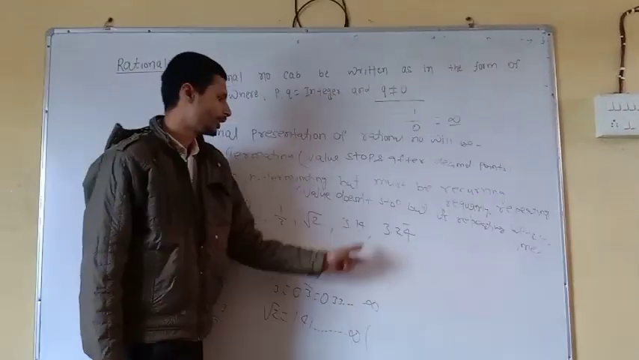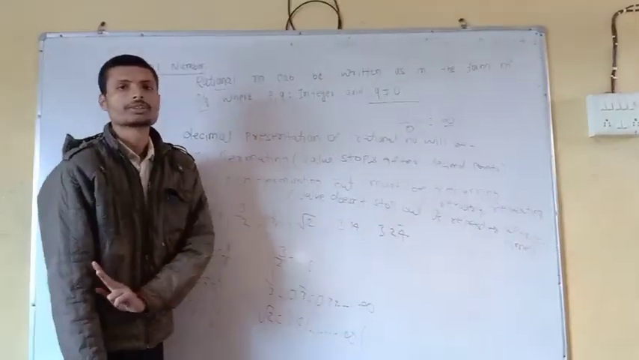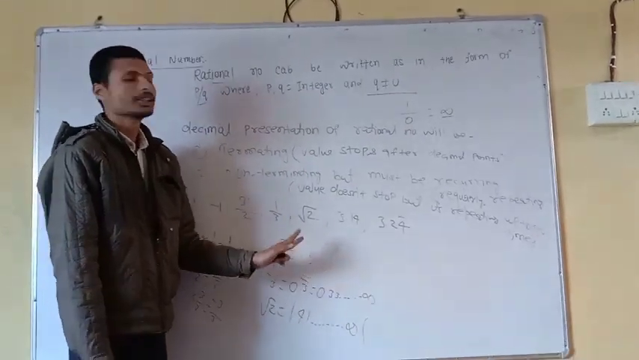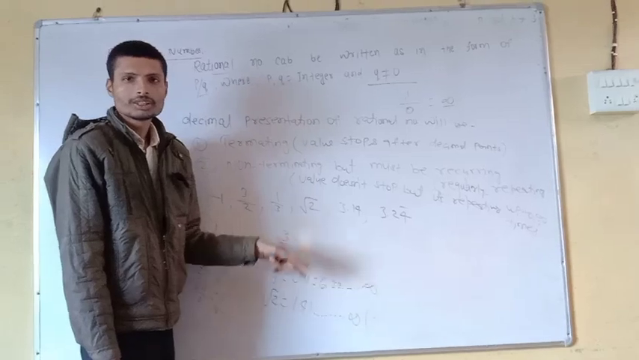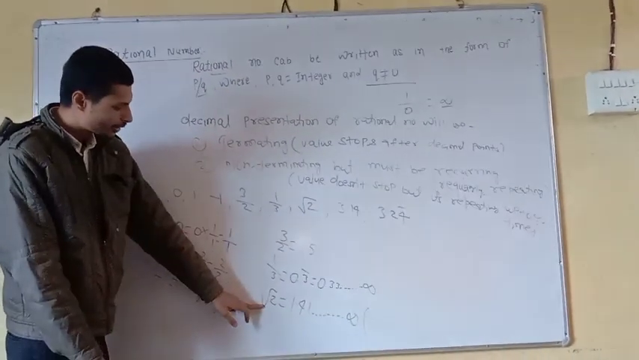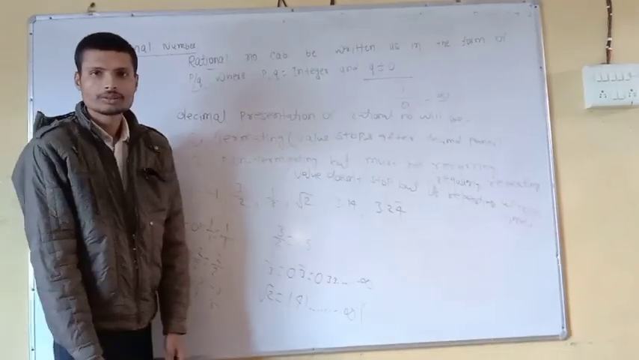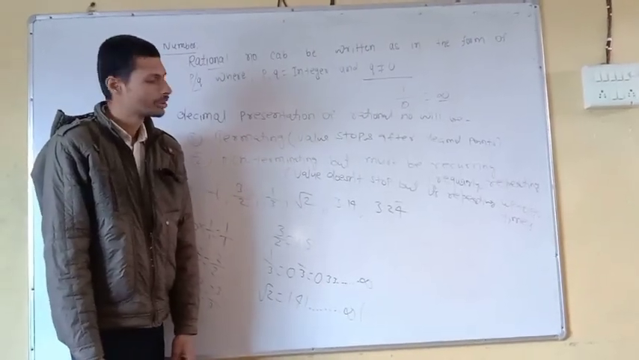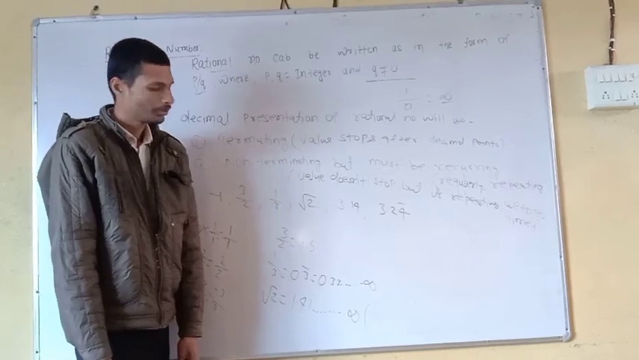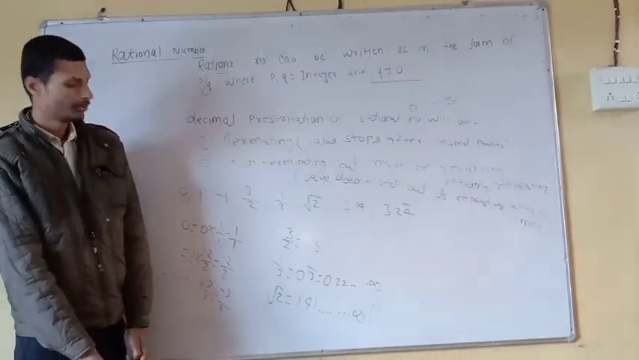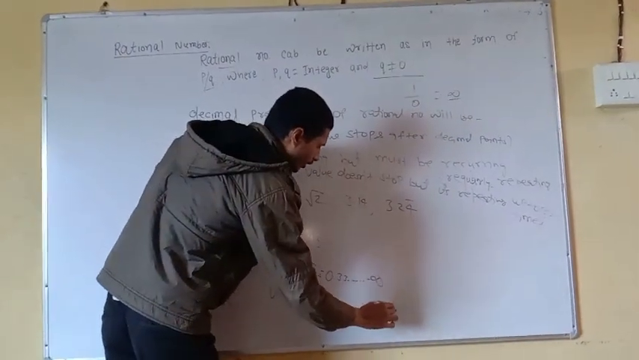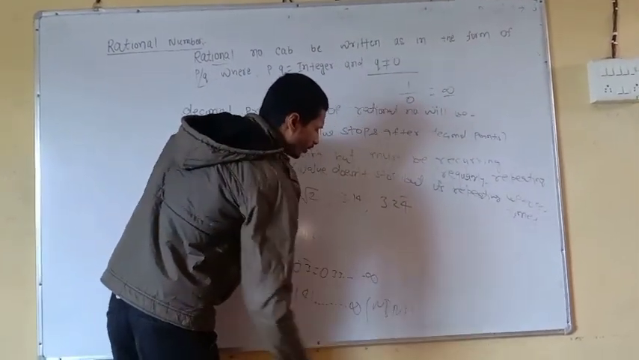It is not completely divisible by the denominator. This type of number can be called non-terminating, but it must be a recurring or repeating number. If we find numbers like root 2, root 3, root 5, root 6, root 7, root 10, root 11, then their decimal representation will be non-terminating and non-recurring, also non-repeating.